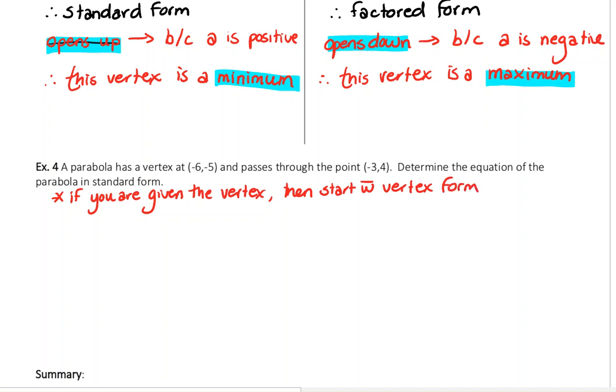Okay, so the general form for a vertex is y equals a(x minus h) squared plus k. If you're wondering where I got that from, just look back to the beginning of your notes. It's written down right there and explains what each of those values mean. On the left here, I'm going to write down our steps. We're going to start with vertex form.